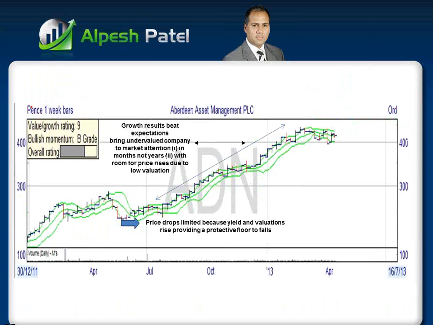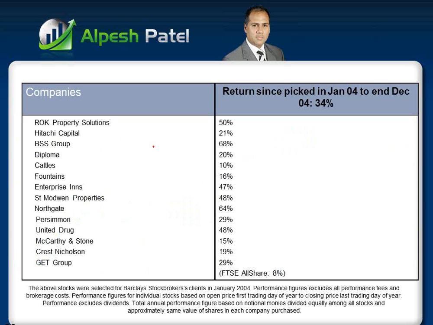Another one from the recent past. Aberdeen Asset Management. Okay, same principle. Price drops are limited because yields and valuations rise, providing a protective floor to falls, and the growth results beat expectations. So I'll give you the names in a second of what's on at the moment. But you can do that. You've all got the Alpesh Patel Special Edition. You just click on the value growth filter. Now, I'll tell you how I use it in a moment, because there's more to it than that.